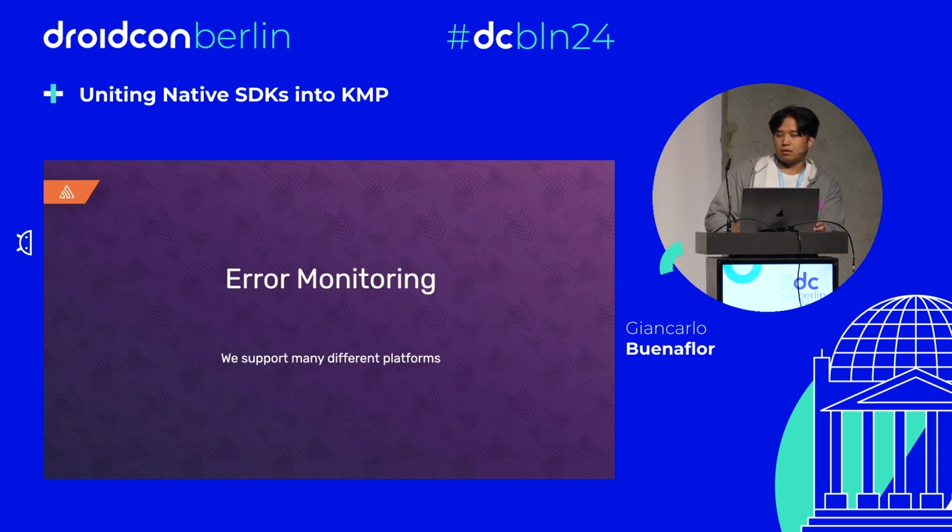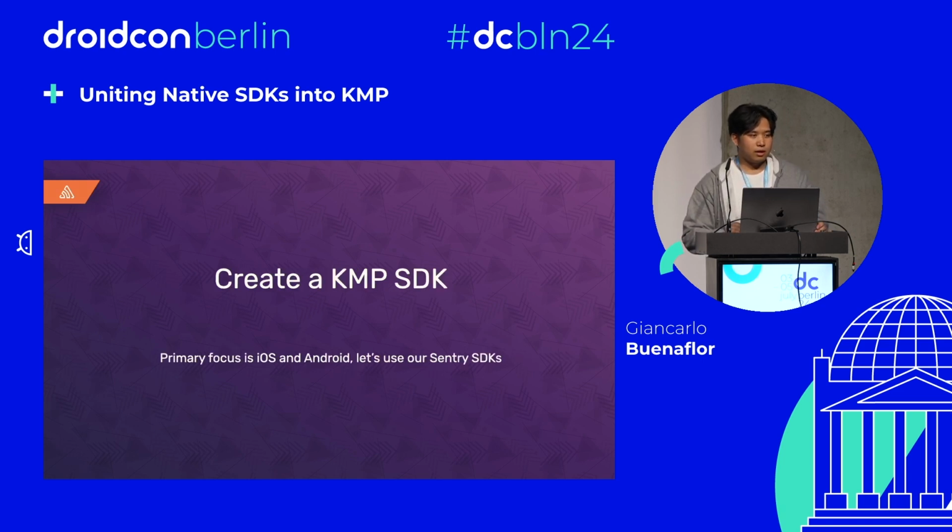So, a bit of introduction. Sentry is an error monitoring tool. So naturally, we have a lot of SDKs ready to use, and we support many different platforms. In this case, it's logical that we can use those SDKs, specifically our iOS and Android SDKs, to create a KMP SDK, which is basically a fancy wrapper around those. We don't want to reinvent the wheel. We don't want to re-implement all those things because they're already mature. So we might as well use them for Kotlin Multiplatform.